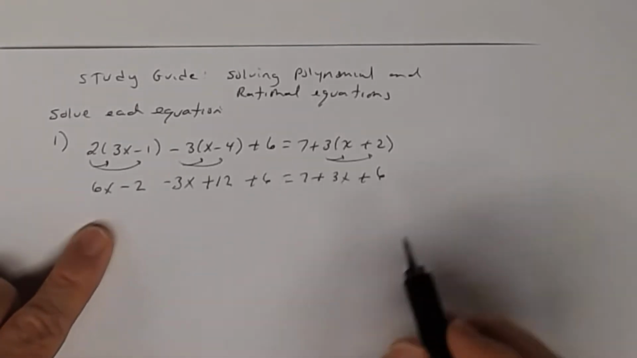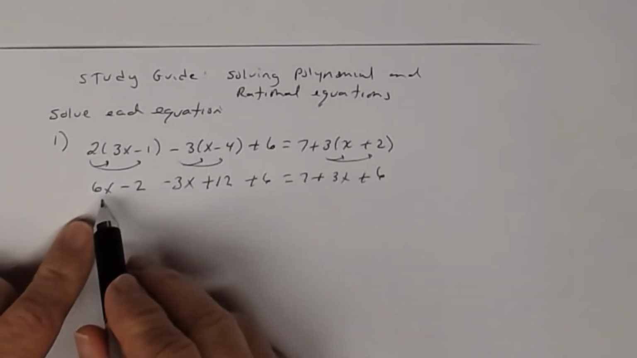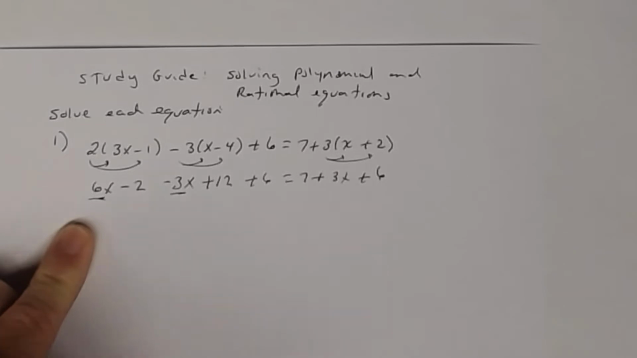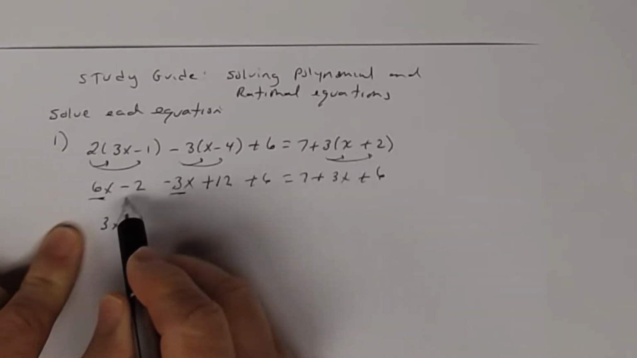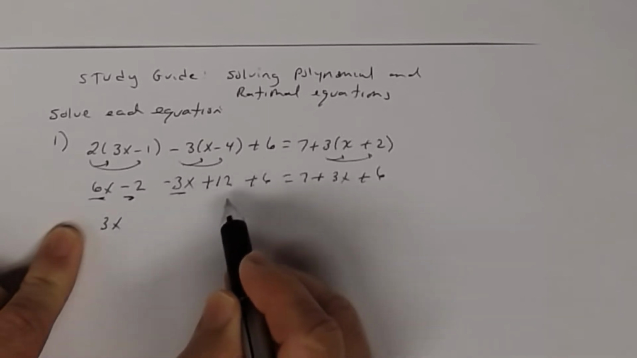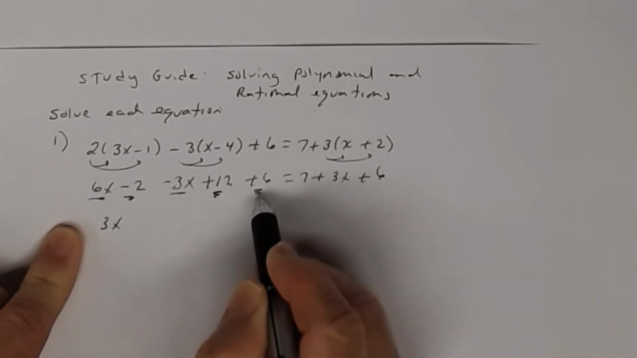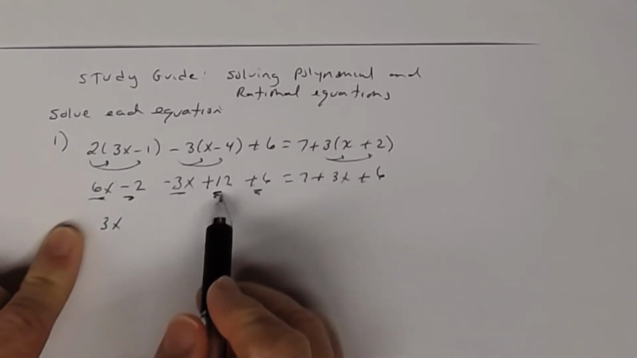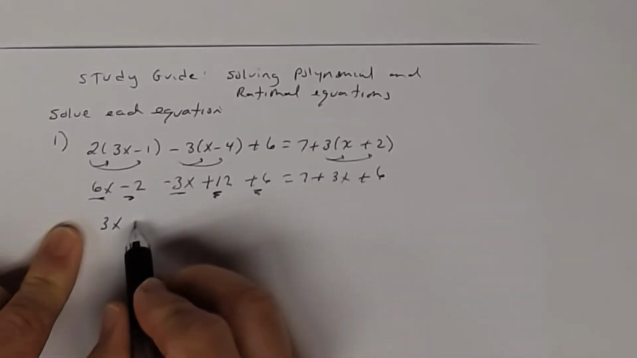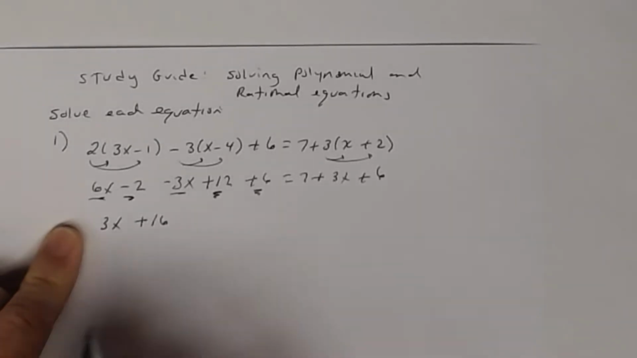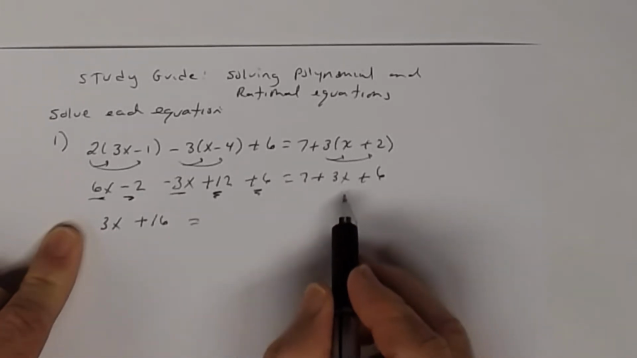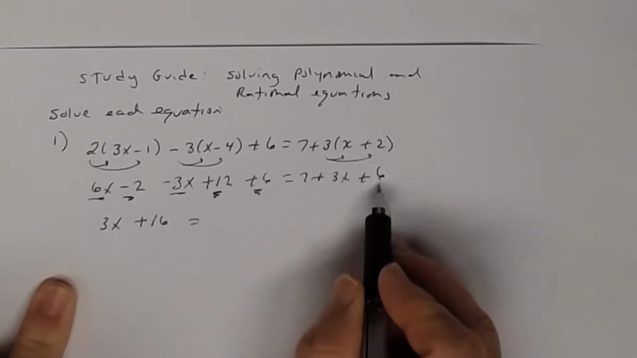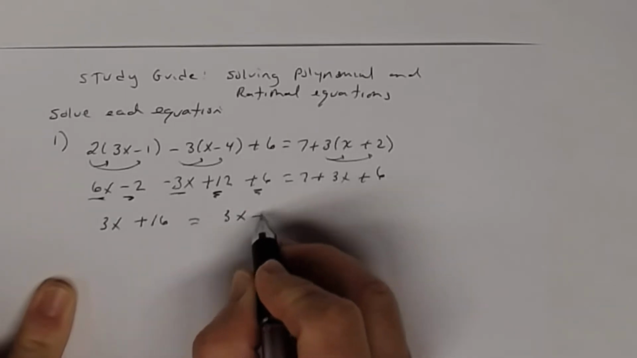The first thing I did was to use the distributive property. Now what you want to do next is to combine like terms. On the left-hand side, I have 6x minus 3x is 3x. Then I have my constants: a negative 2, a positive 12, and a positive 6. Negative 2 and 12 is 10, and then 10 plus 6 is 16. So I get 3x plus 16 equals, and over here, 7 plus 6 is 13, so I get 3x plus 13.